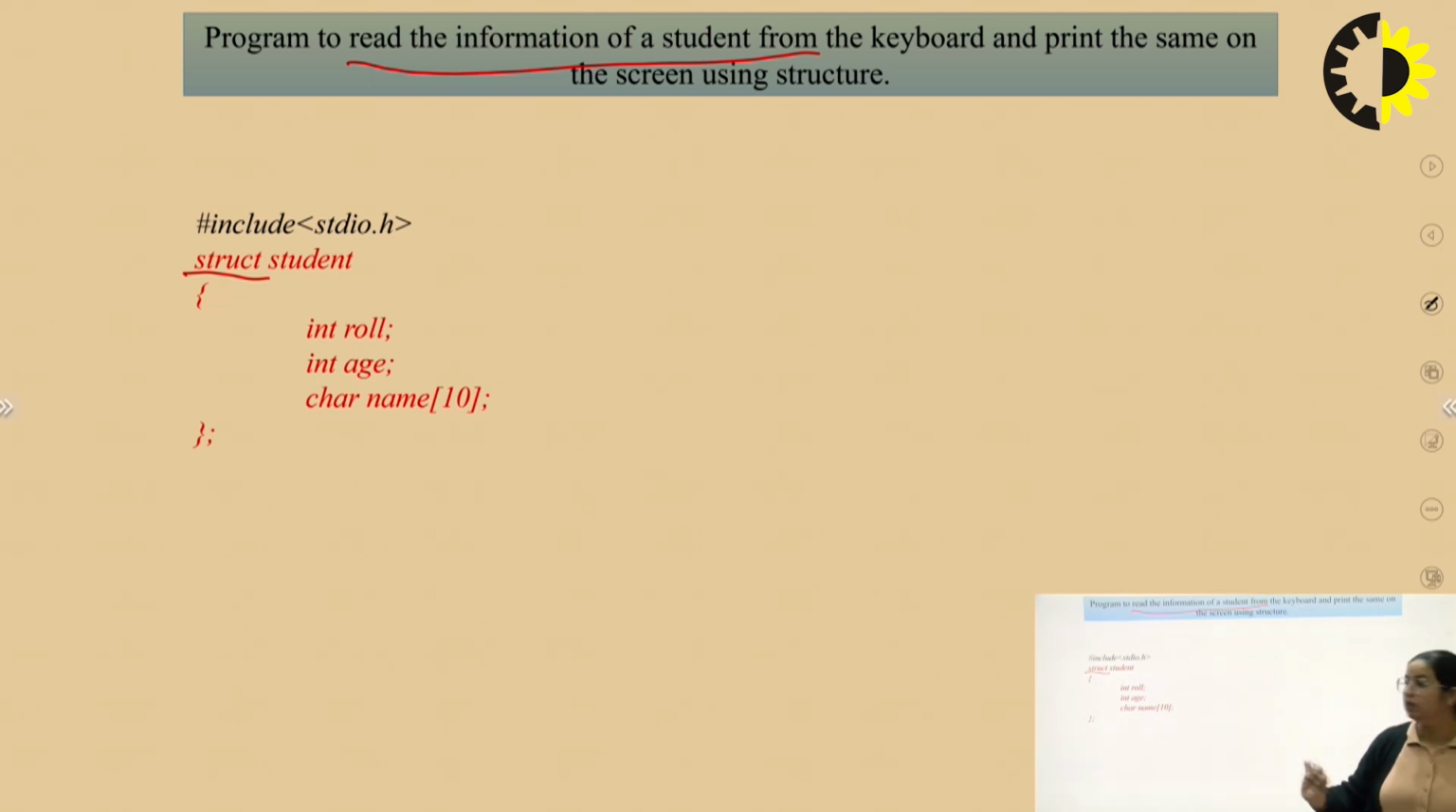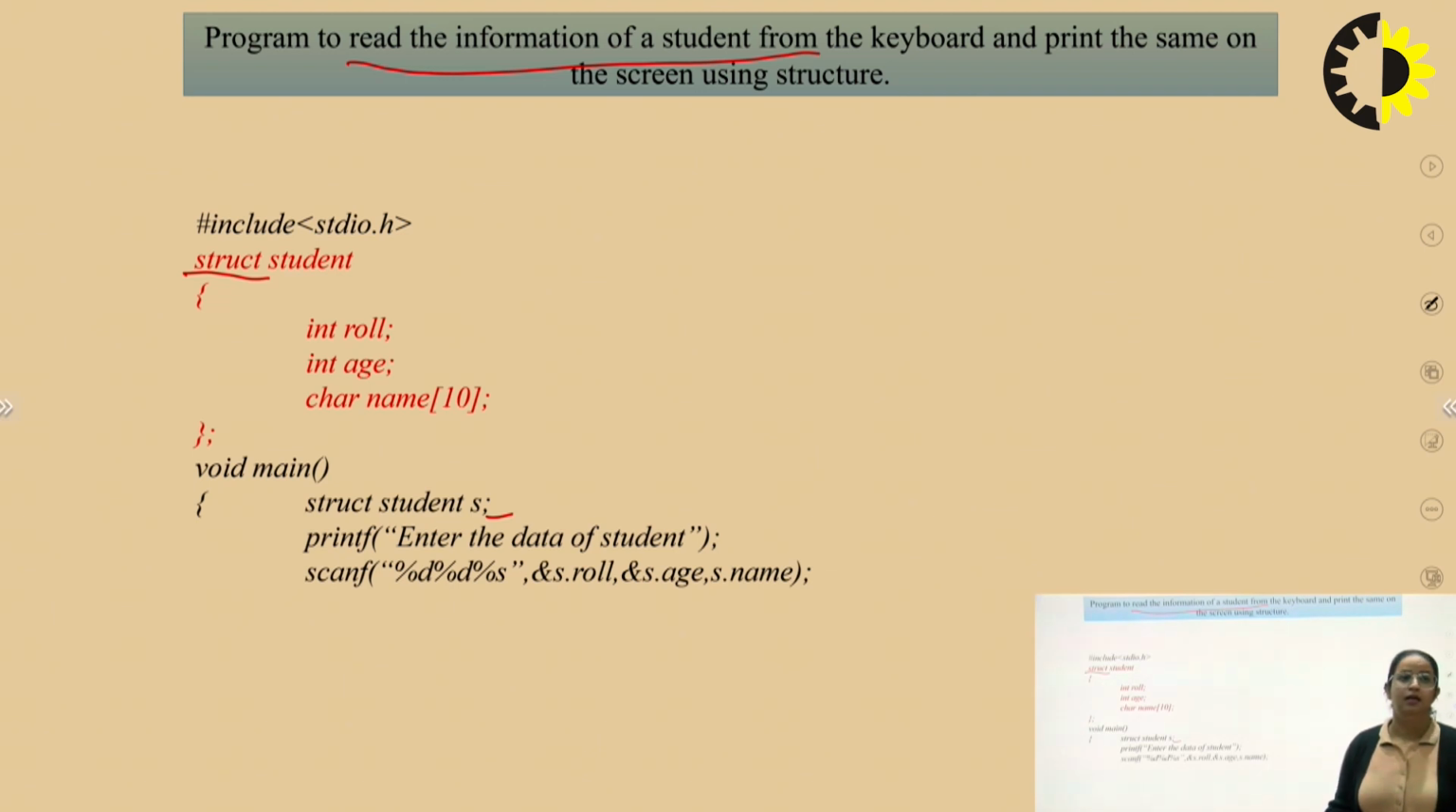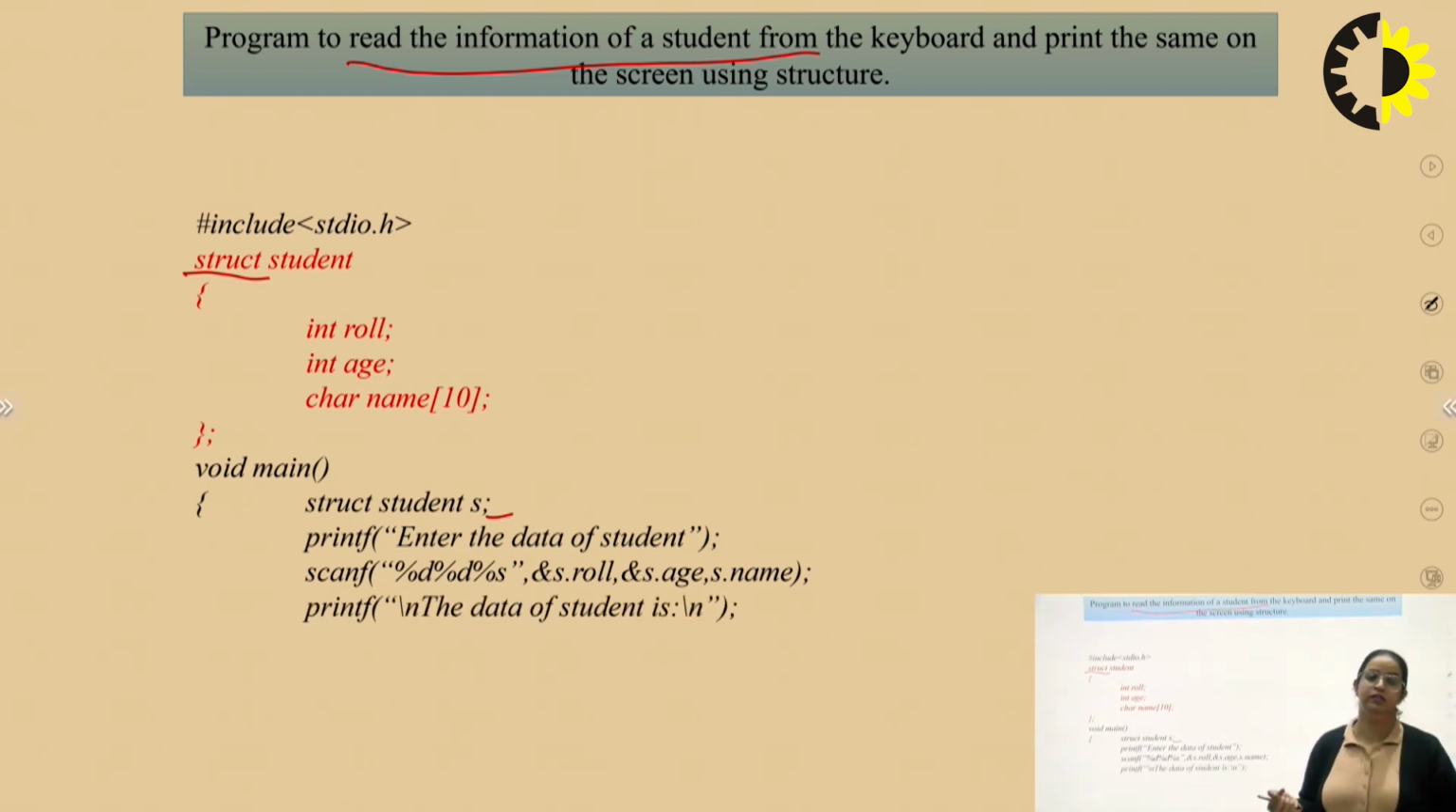So how can we define? Just write struct, then the tag name, and after that the members of the structure. Now in this program, we have 3 members: roll number, age, and name. After that, we have declared the variable s. Then one by one, we are entering the values.